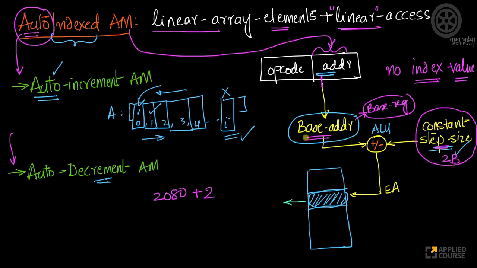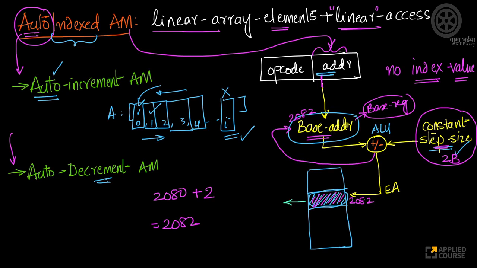Okay, this base address is 2080. Now what is the final resultant here? 2082. So what I do here is I go to address 2082 to get the actual data that I want. But this 2082 is also updated in the base address. Now the base address also becomes 2082 because the output of the ALU again goes into the base address itself.